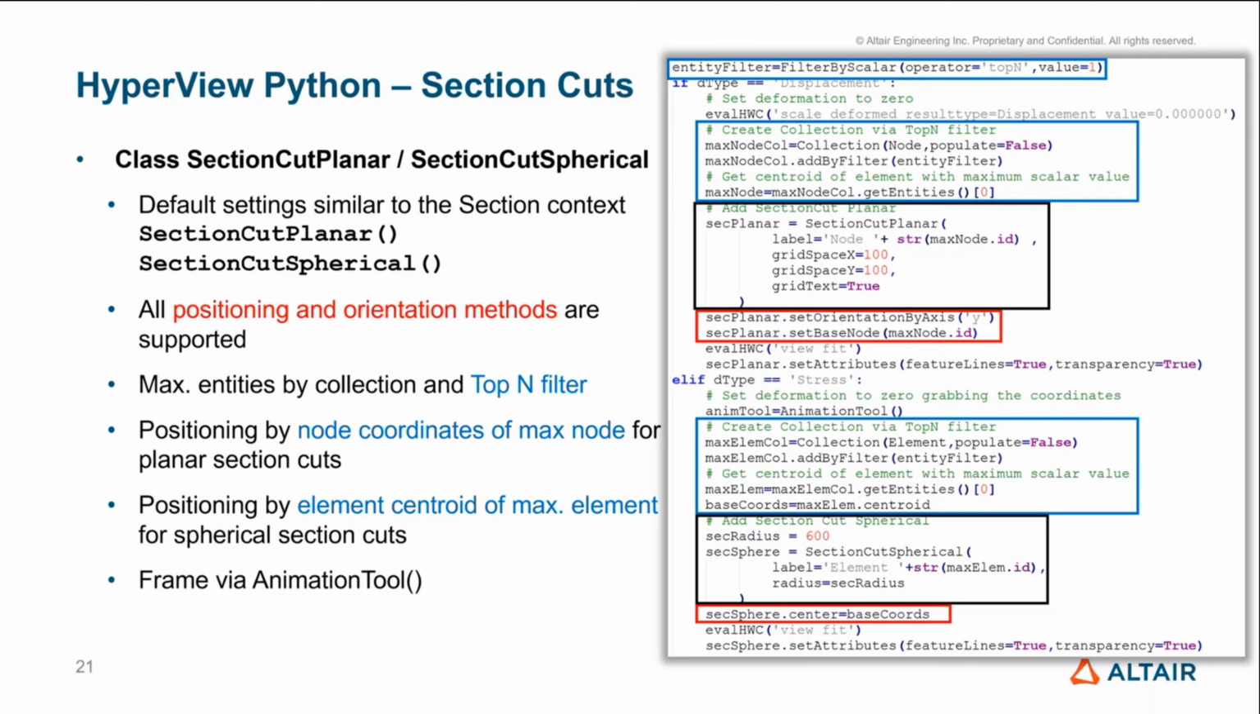I use the frame animation tool to set the frame step for better visuality, and eval HWC, because views are not currently supported in Python, to modify the view for better visualization.